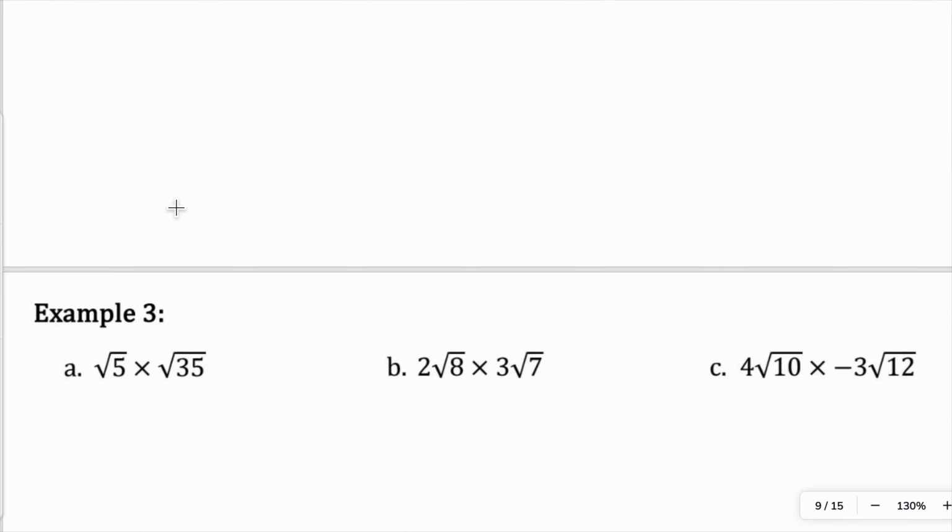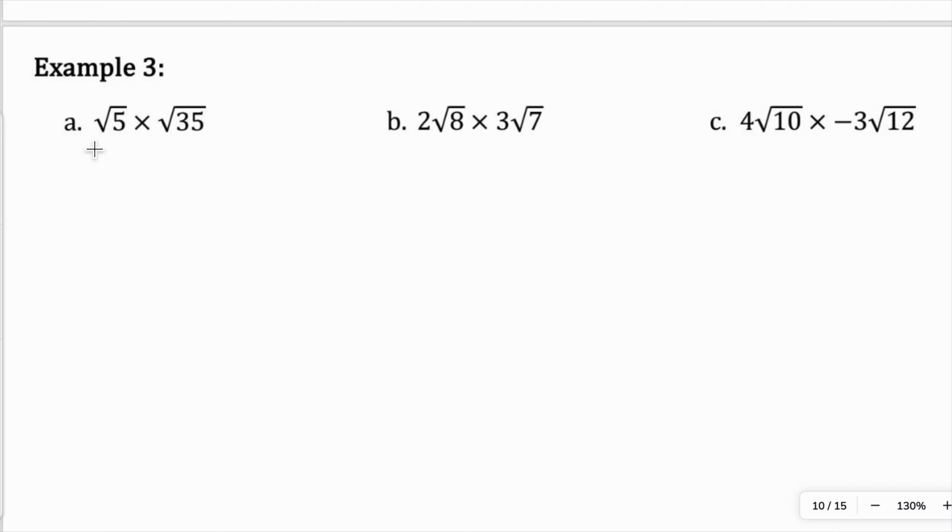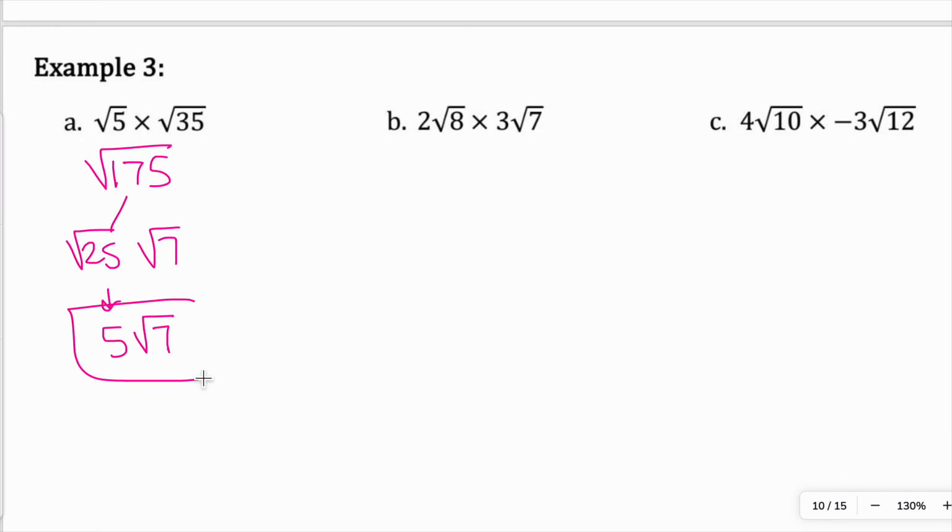So let's go ahead and try some. 5 times 35, both in the square root symbol, meaning I can multiply them together. I get square root 175, and then I simplify it. I'm thinking I can take 25 and 7, so that would be 5 square root 7.